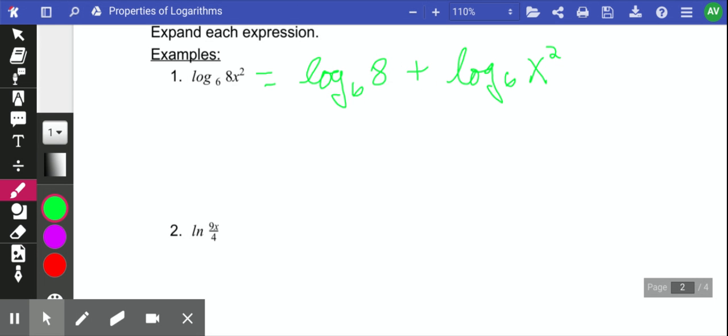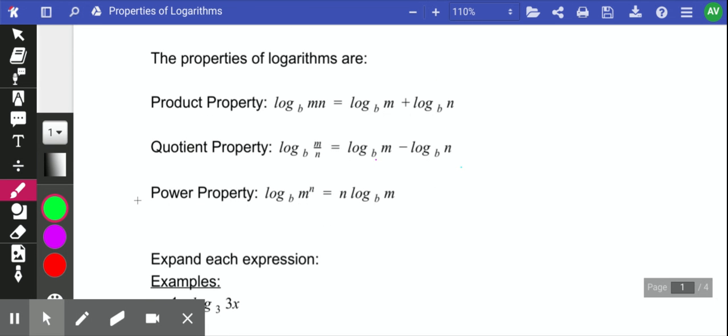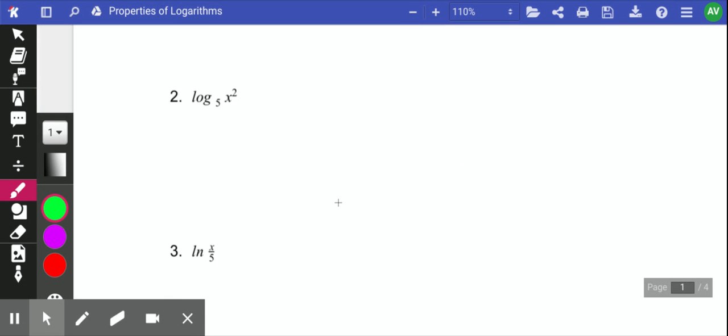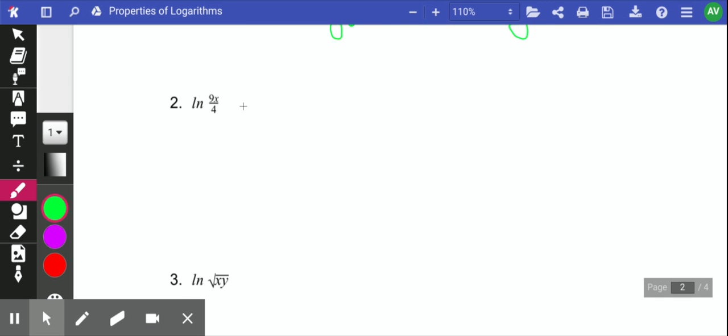And now the next thing I can do, so this one looks all simplified, but this one has an x squared. And we know that we could use the product rule that we had up here, right? This one right here, the product power property, where we can move an exponent to the front of the logarithm. So that's what we're going to do here. So I have log base 6 of 8 plus 2 times the log base 6 of x. Good.